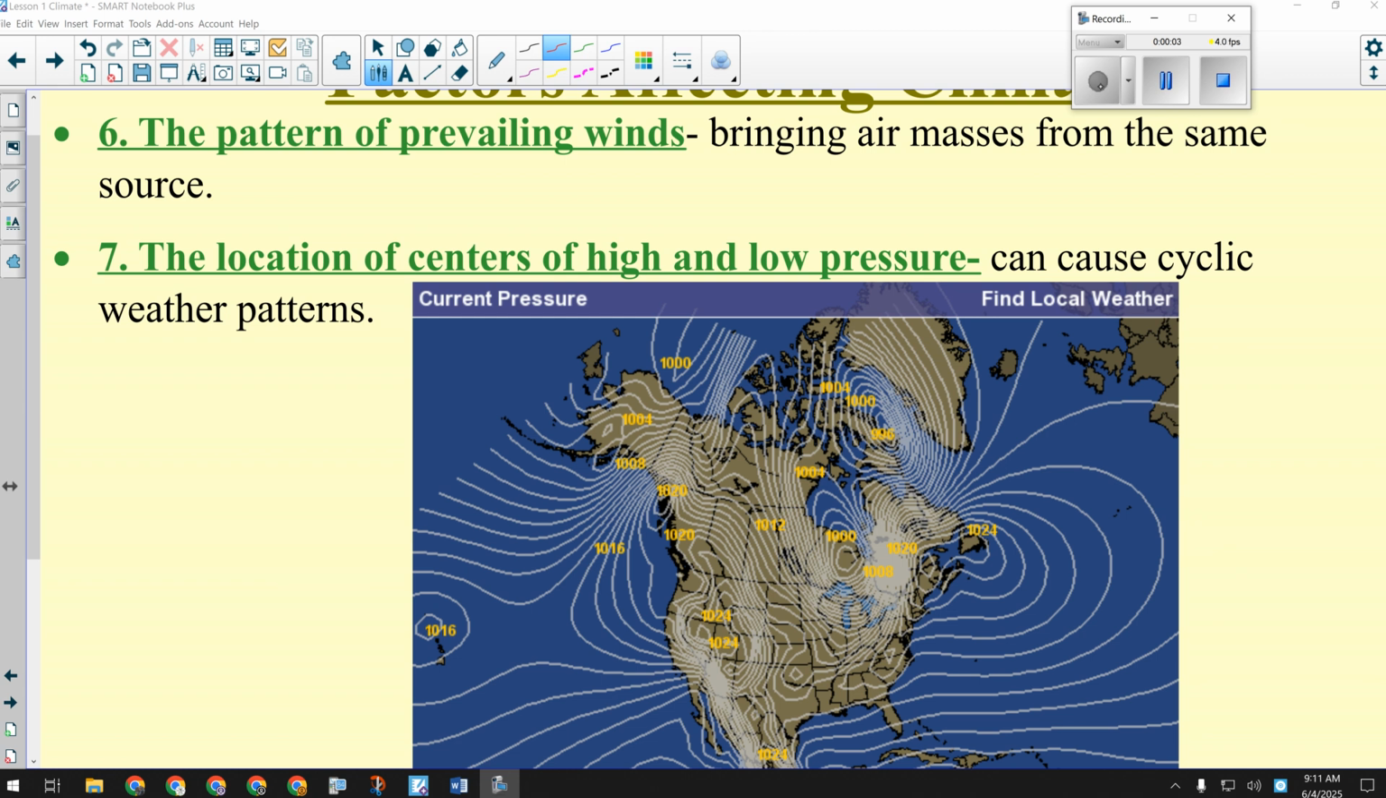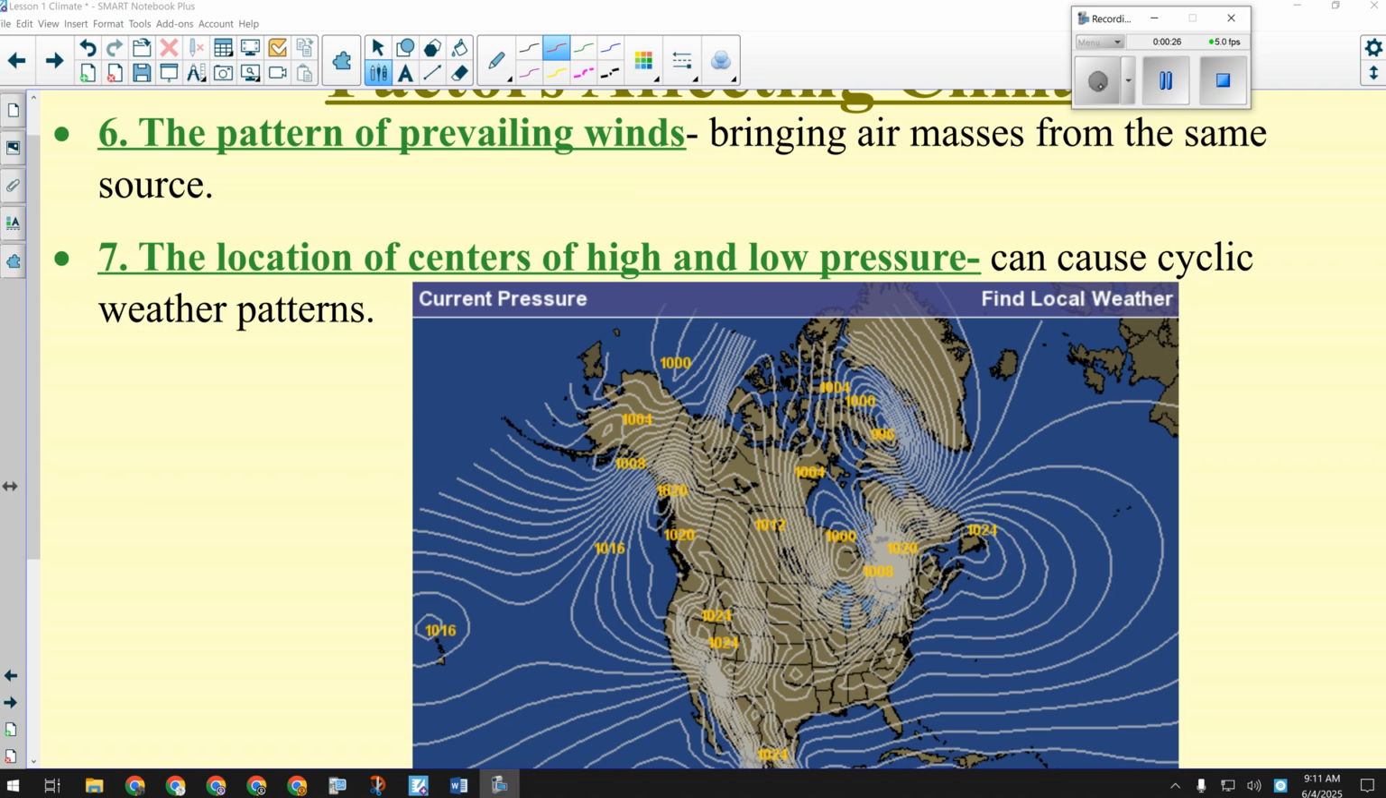So, yesterday we went over the 4 components of climate. The 4 components of climate are temperature, precipitation, light and wind. Good. Okay, so those are the 4 components of climate, and we got almost all the way through the factors that affect climate.